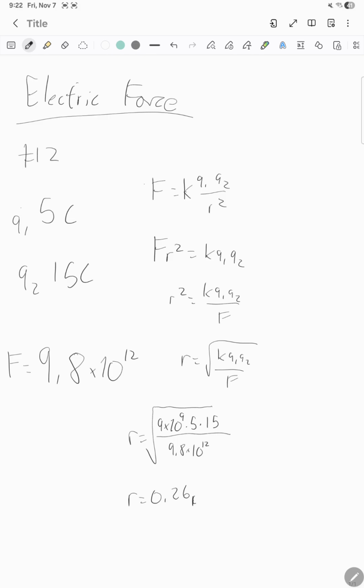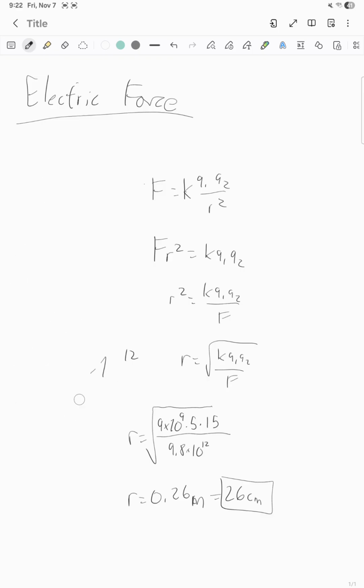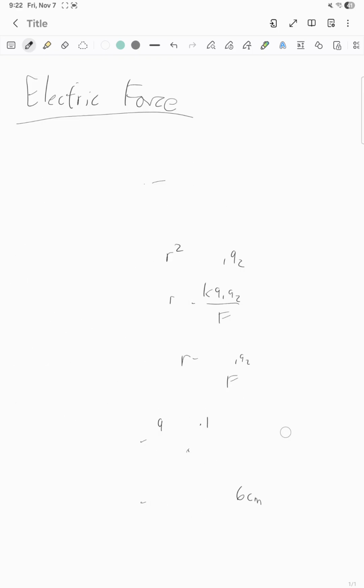And it should give us r will be something like 0.26 meters. And so you can transform this into around 26 centimeters. So the distance between these two charges is 26 centimeters. So that was for number 2. These are pretty easy questions. They're not that hard.